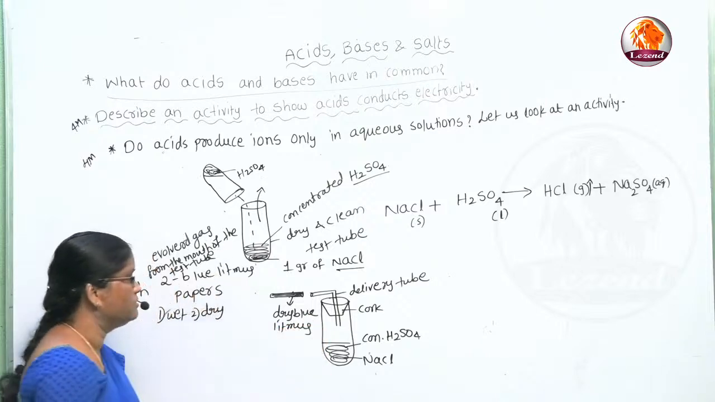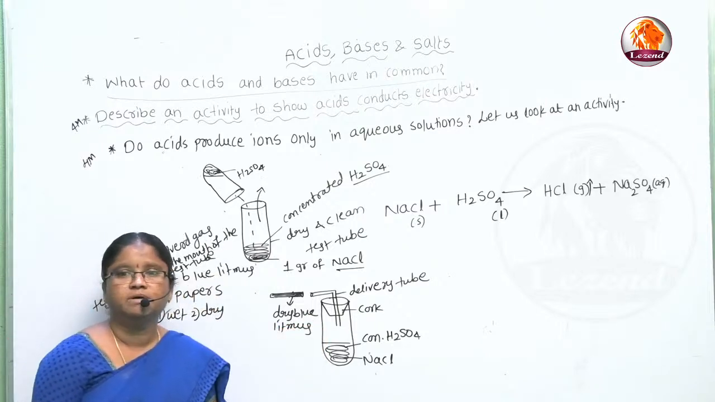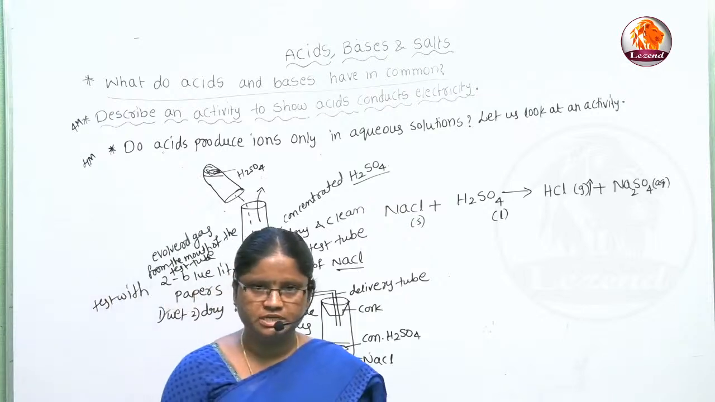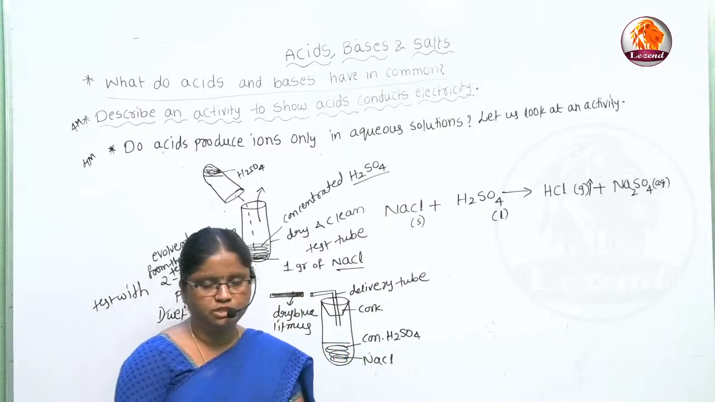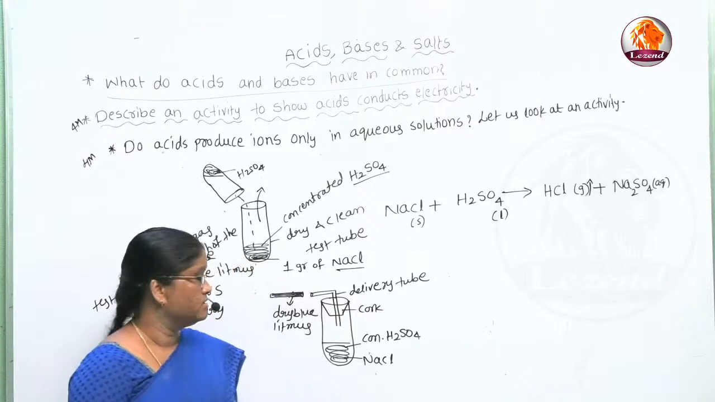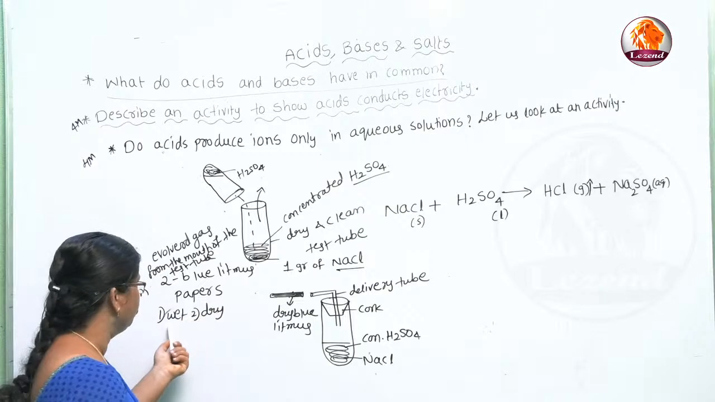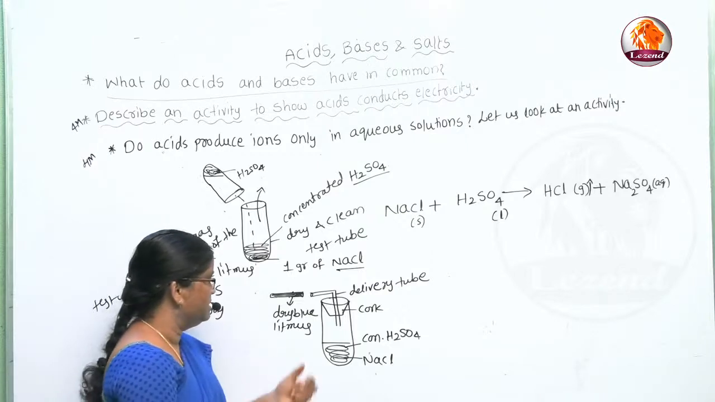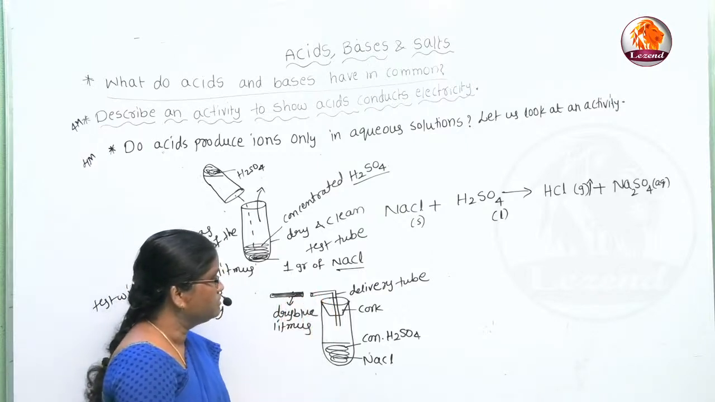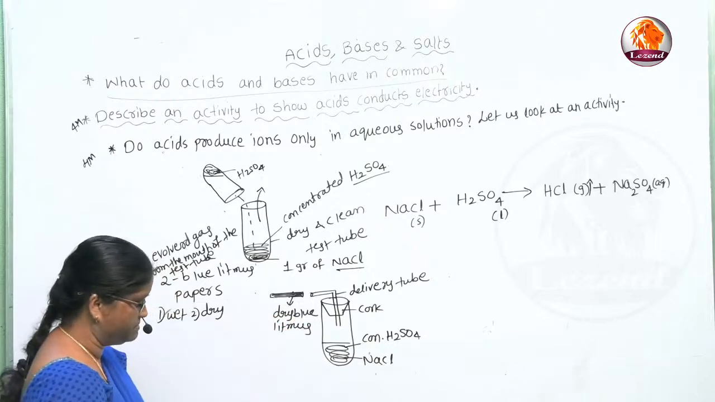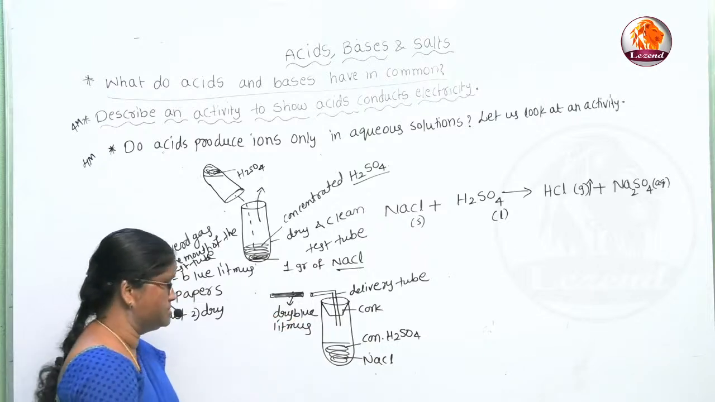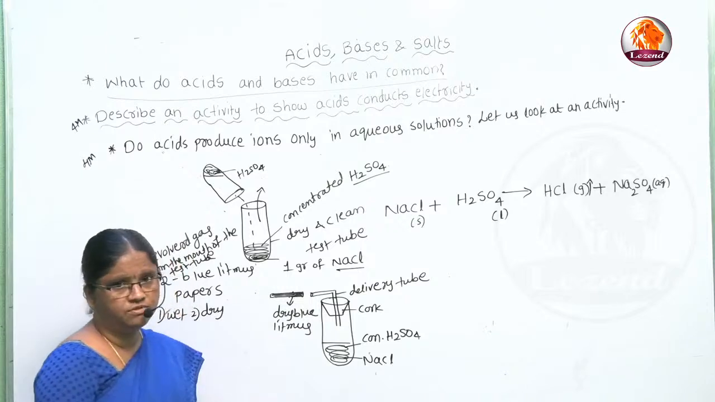Why do I consider here only blue litmus paper? Because acids turn blue litmus into red. To know the nature of the substance, we use litmus paper. Here I am considering two blue litmus papers, one is wet and one is dry. First I placed the dry blue litmus paper near the mouth of the delivery tube, and I observed, is there any change in the color of the blue litmus paper?